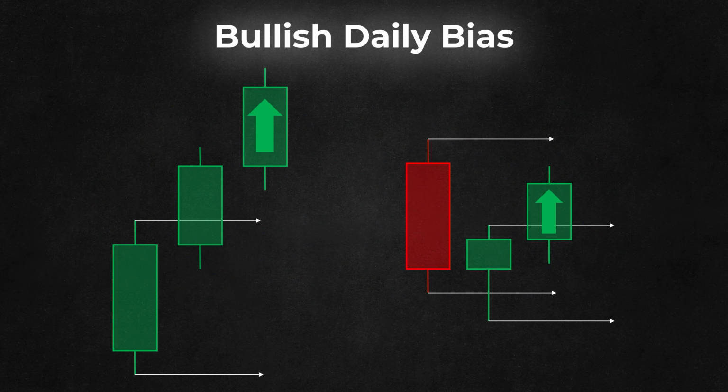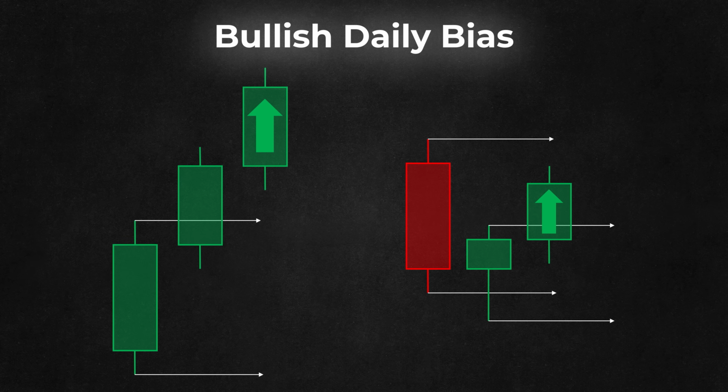If price closes above the previous day's range, we have a bullish bias for the next day. If price presses the previous day's low without closing below it, we also have a bullish bias for the next day that aims to reach at least the current day's high.